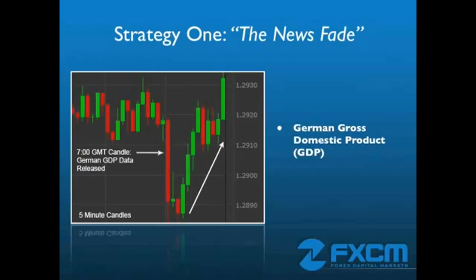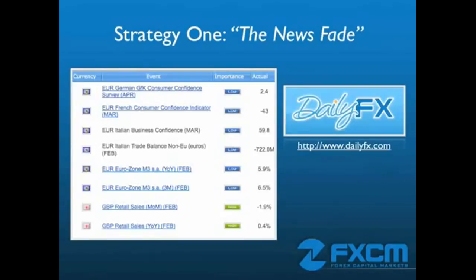to previous levels. Here's the price action after German GDP numbers. Once again, there's a spike of about 45 pips, and then about 15 minutes later, the price corrects back to previous levels. There are countless examples of this occurring, and I'm going to show you my way of trading it.